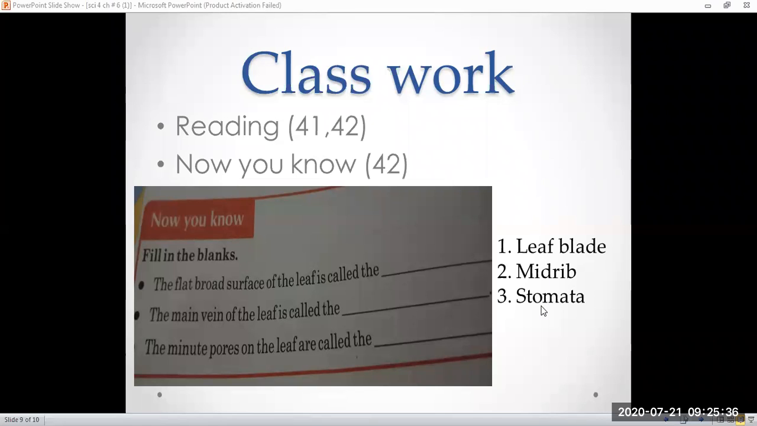Again, I am repeating. Now you know that in the first one, the answer is leaflet. In the second, the answer is midrib. In the third one, the answer is stomata.